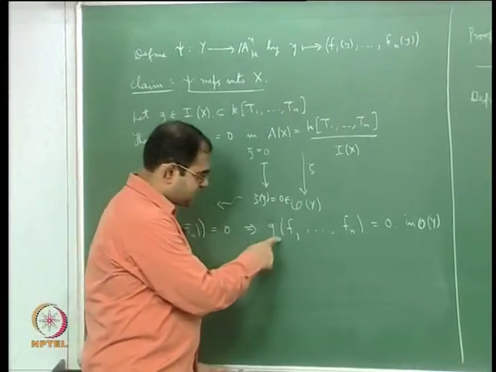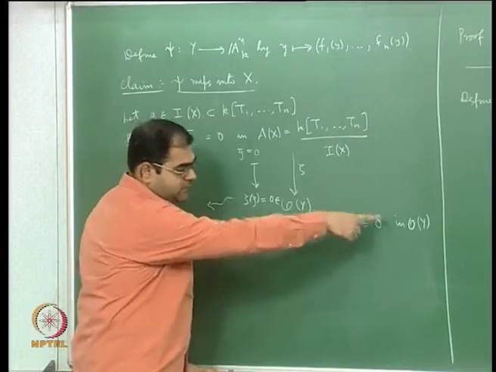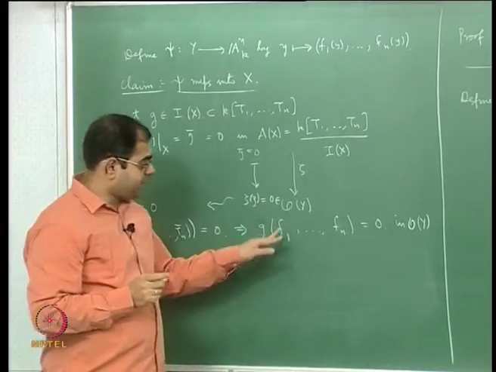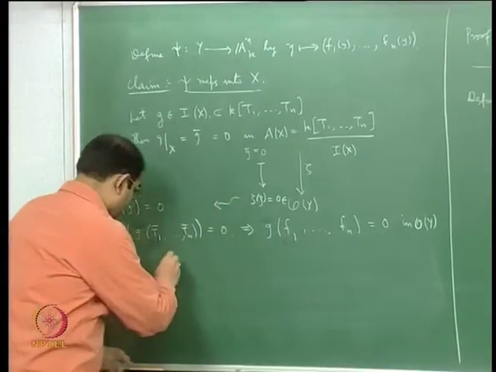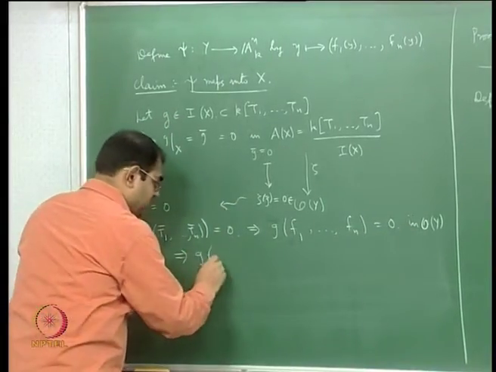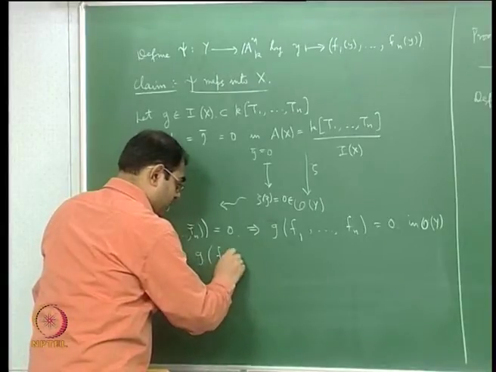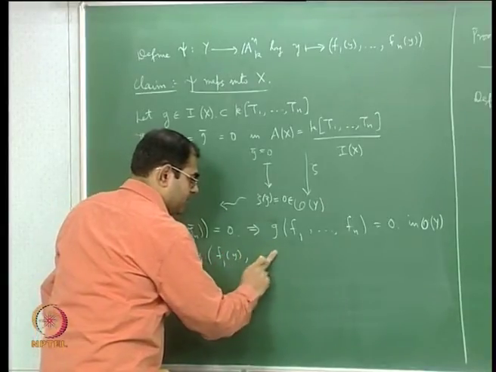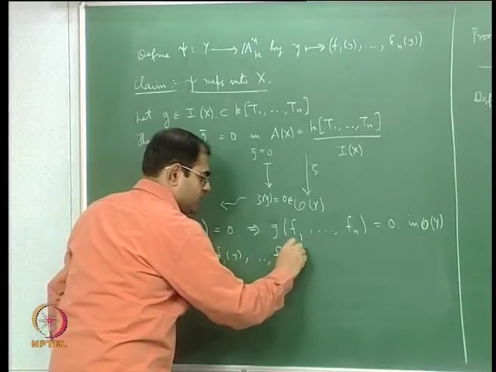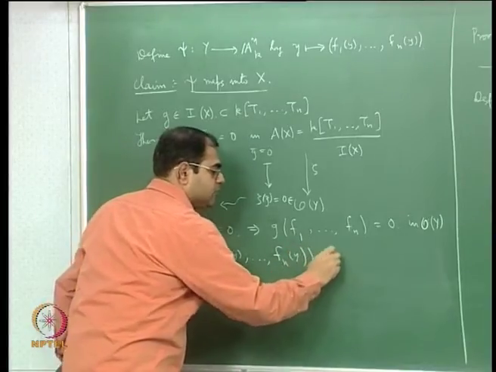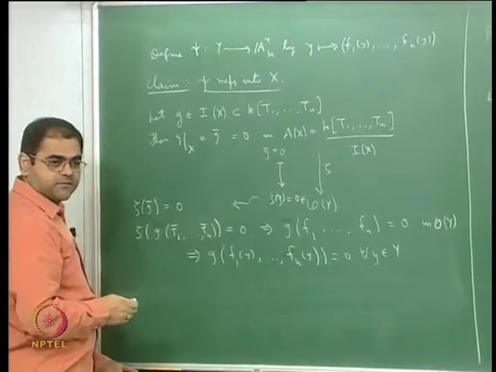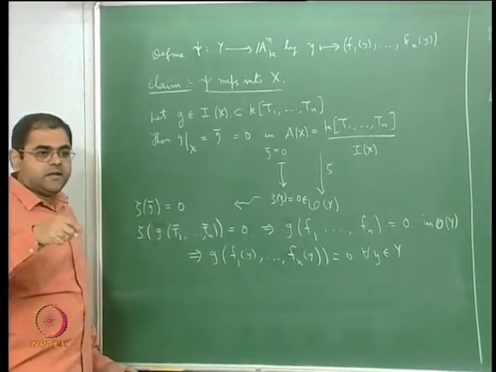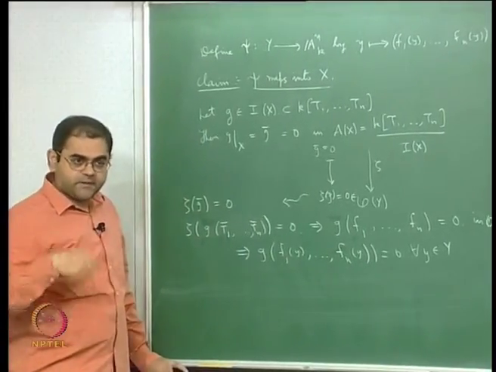So this is certainly a regular function and it is 0 in O of Y, so that means if I evaluate it at every point of capital Y, I am going to get 0. So this will tell you that G of F1 of y through Fn of y is 0 for all small y in capital Y. This is what it means. A regular function is 0 means if you evaluate it at every point, it has to be 0.